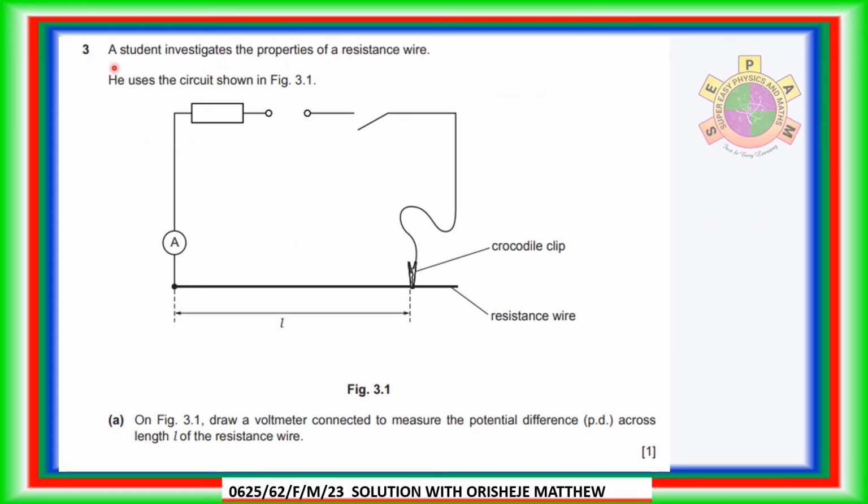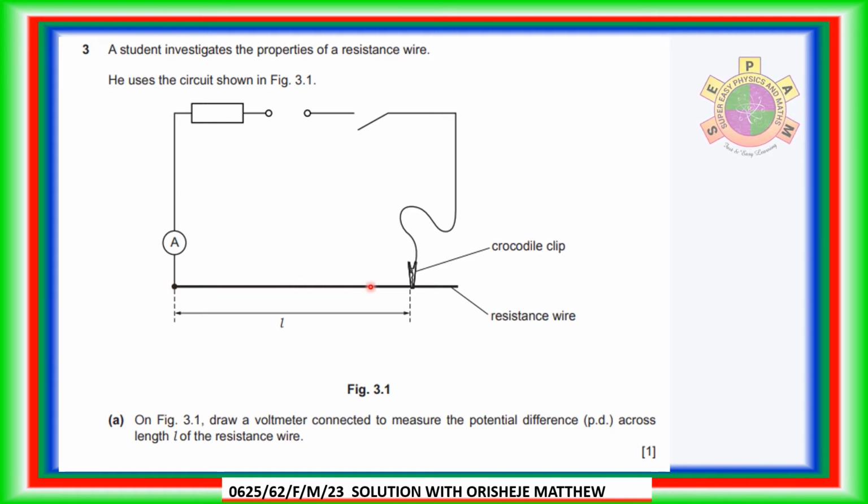Now question 3. A student investigates the property of the resistance of a wire. So you have a wire of this length, then connected in series a resistor to keep current constant. You have a switch, power source. Then what the student will do when you want to carry out this experiment is that you use the crocodile clip to set the length of the wire.